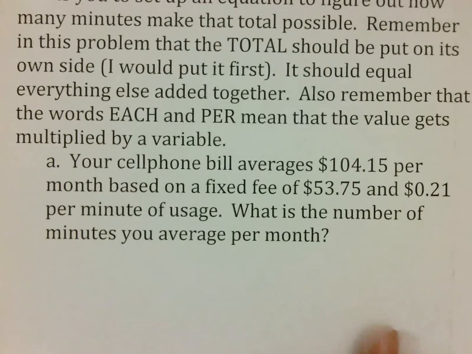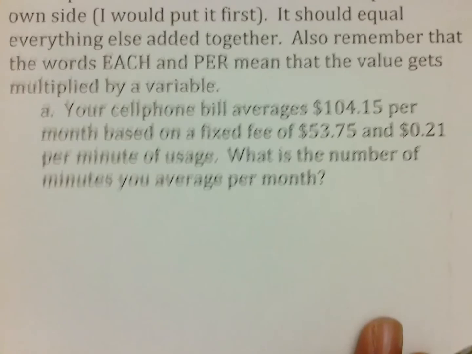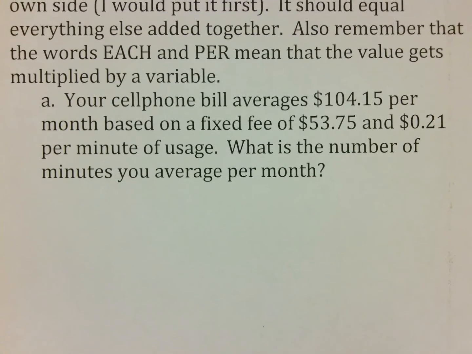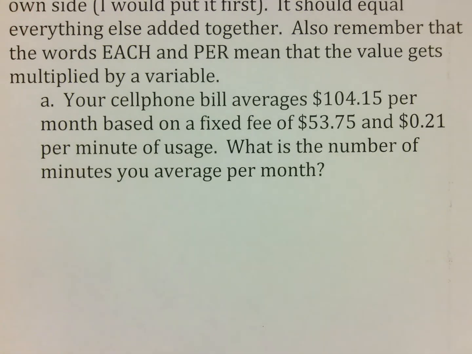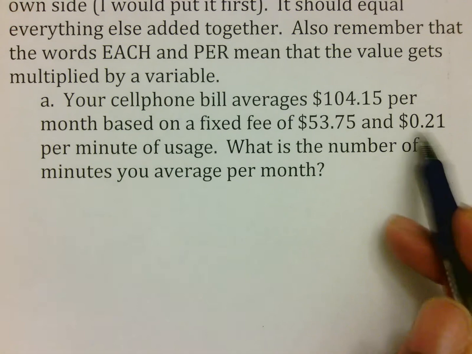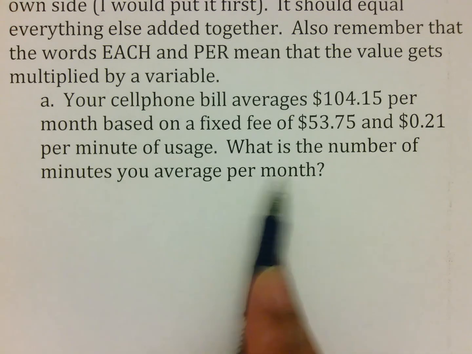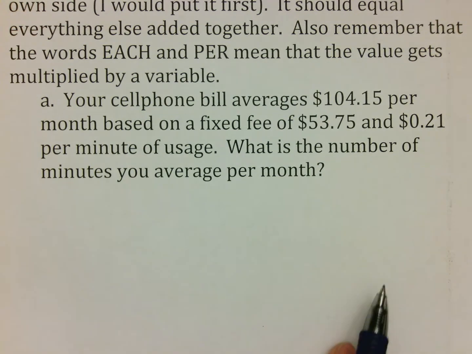So looking at this question here to see what we're doing, write this down, and again, you'll get some time to get used to it as we go. It says your cell phone bill averaged $104.15 per month based on a fixed fee of $53.75 and 21 cents per minute usage. Remember, that's 21 cents because 0.21. What is the number of minutes you average per month?